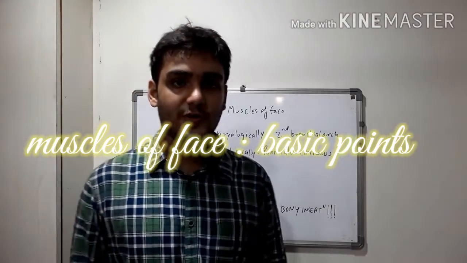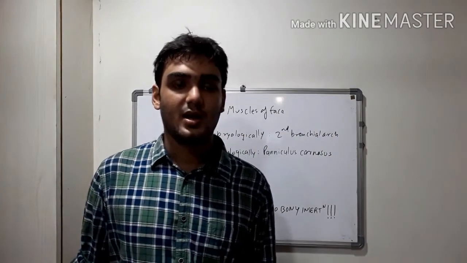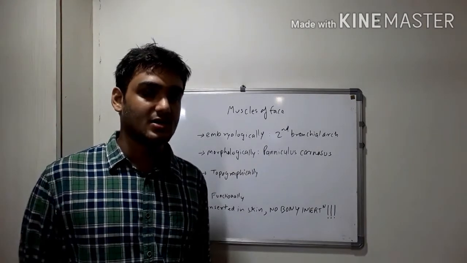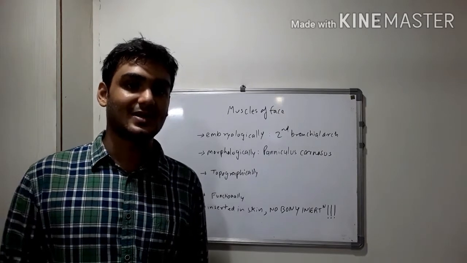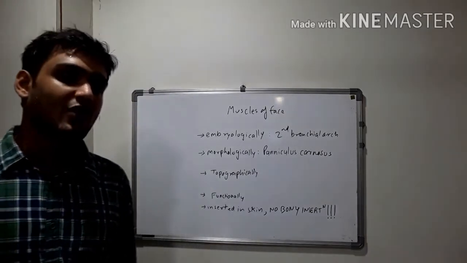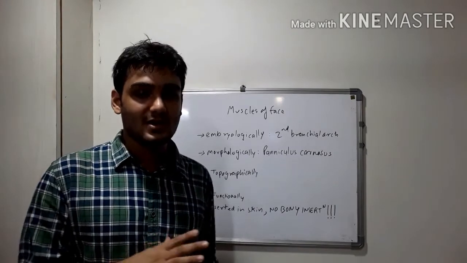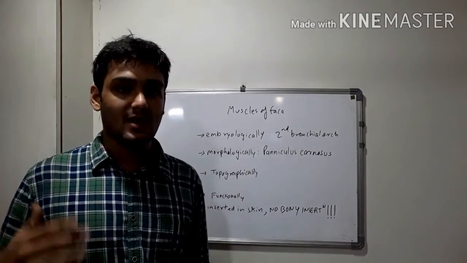So now coming to the muscles of face. These are subcutaneous muscles present in the superficial fascia. Talking about the embryological aspect, they are derived from the second branchial arch. And the nerve of the second branchial arch is facial nerve. So facial nerve supplies the muscles of face. Then morphologically, that is the evolutionary basis, it is derived from the muscle known as panniculus carnosus. It is a thin sheet of muscle present in some animals.